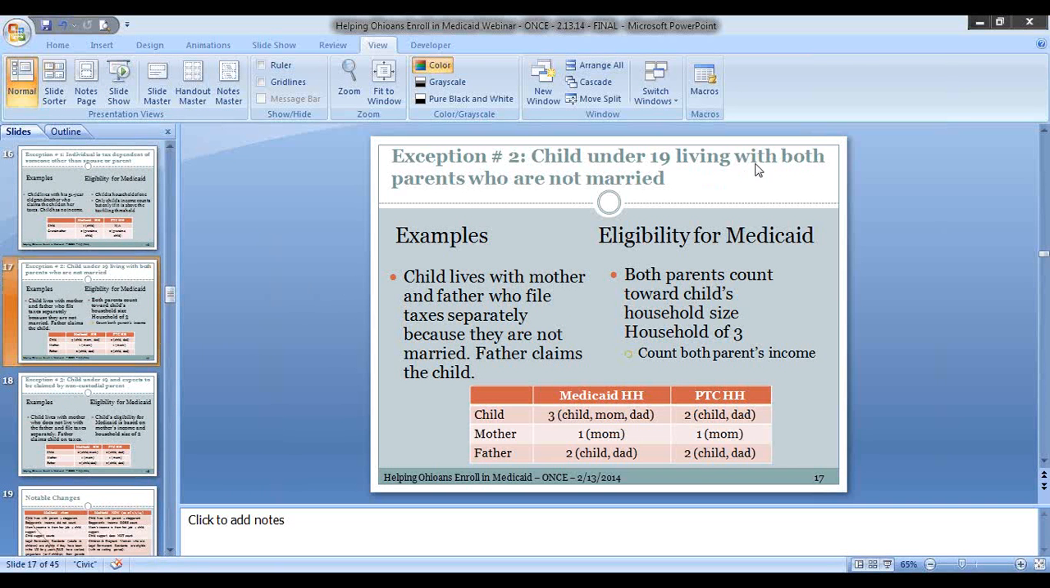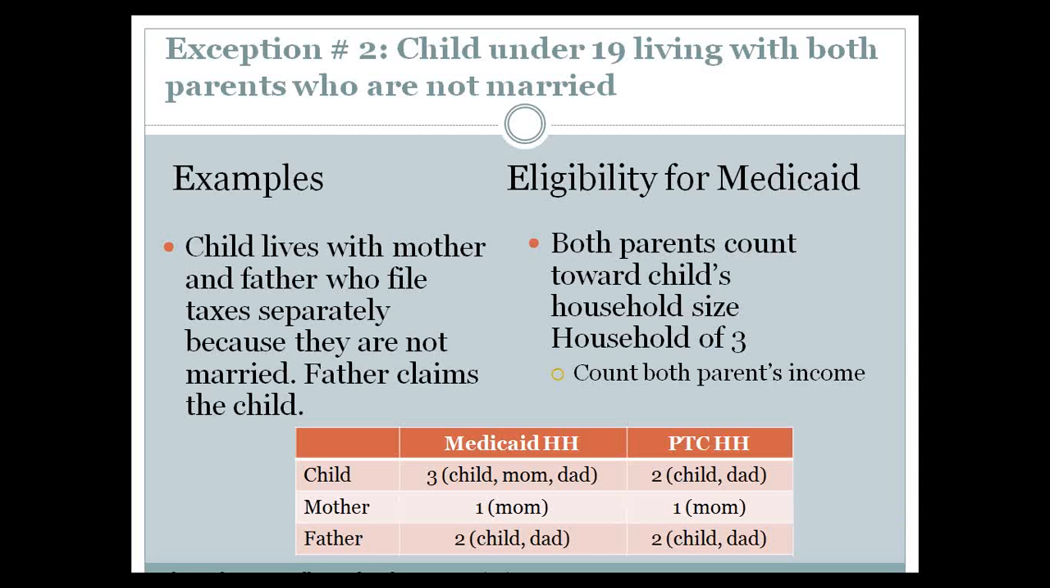Okay. Now here, of course, we said the exception, we talked about a child under 19, but we have all of the groups here. So the child, now we're assuming here this is mom and dad. It's the child's mom and dad. The child has a group of 3: child, mom, and dad. The mother is a group of 1 because it's the dad who's taking the child as the dependent. And so they can all apply, but they've got different groups.